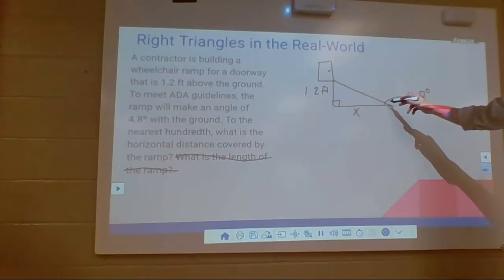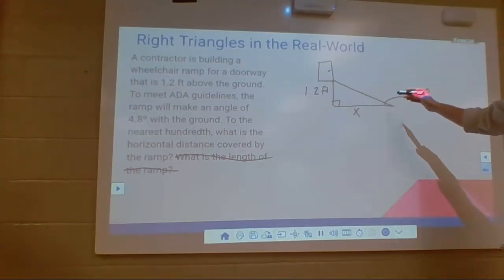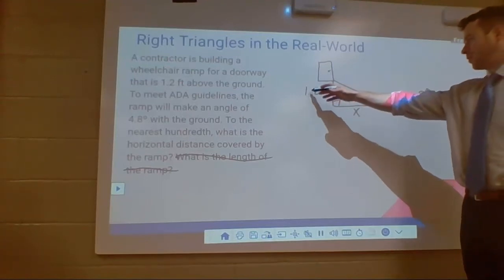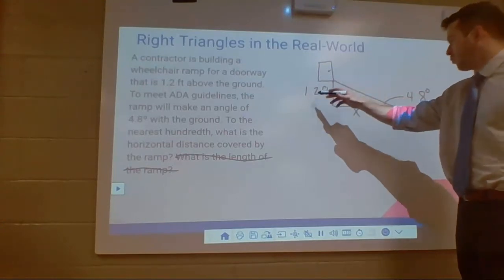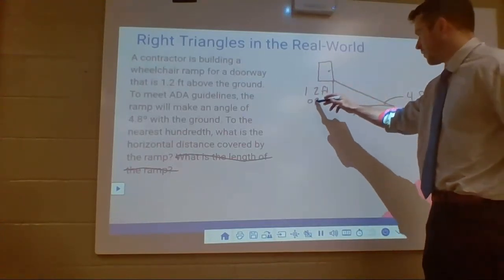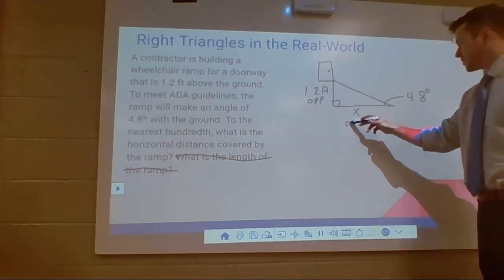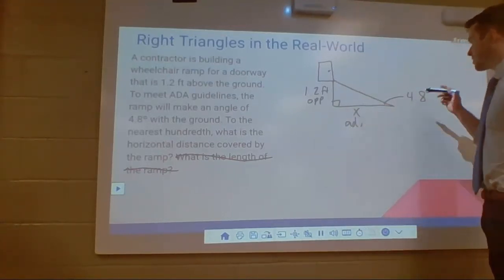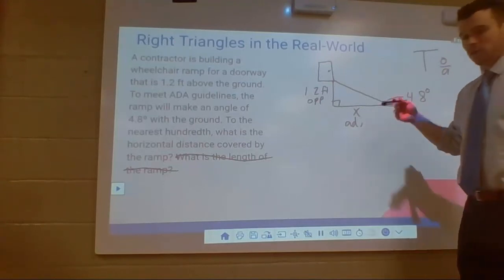So let's look at this angle. It's 4.8 degrees, right? In relation to that 4.8 degree angle, we're given 1.2 feet, and we're trying to find x. Well, 1.2 feet would be opposite of that 4.8 degree angle, right? And x is adjacent. So what is opposite over adjacent? Oh, that's right. TOA. Tangent is opposite over adjacent. So we're going to use tangent, aren't we? So let's set this up.